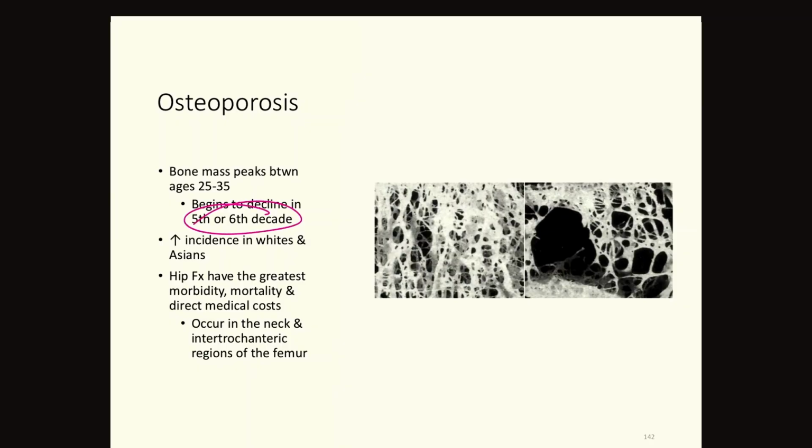Usually osteoporosis, 5th or 6th decade, high incidence in whites and Asians. Hip fractures have the greatest morbidity, mortality, and direct medical cost. You could have a very healthy 75-year-old woman, out, active, goes to work, does everything she wants, trips and falls, breaks her hip. They die 2 months later. It happens. It's rare, but it can happen. They deteriorate fast when elderly people get a hip fracture.